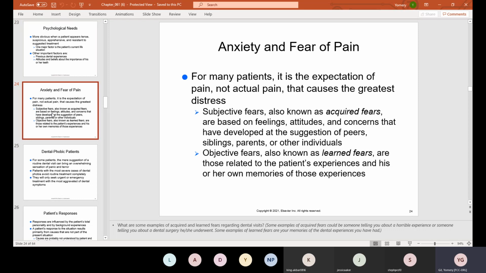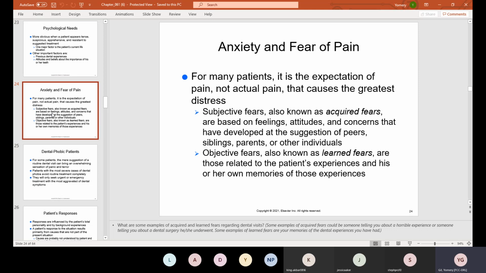Anxiety and fear of pain. So for many patients, it's the expectation of pain, not actual pain, that causes the greatest distress. So basically, it's because they are working themselves up. Because of past experiences, they're expecting the worst, is basically what it is.